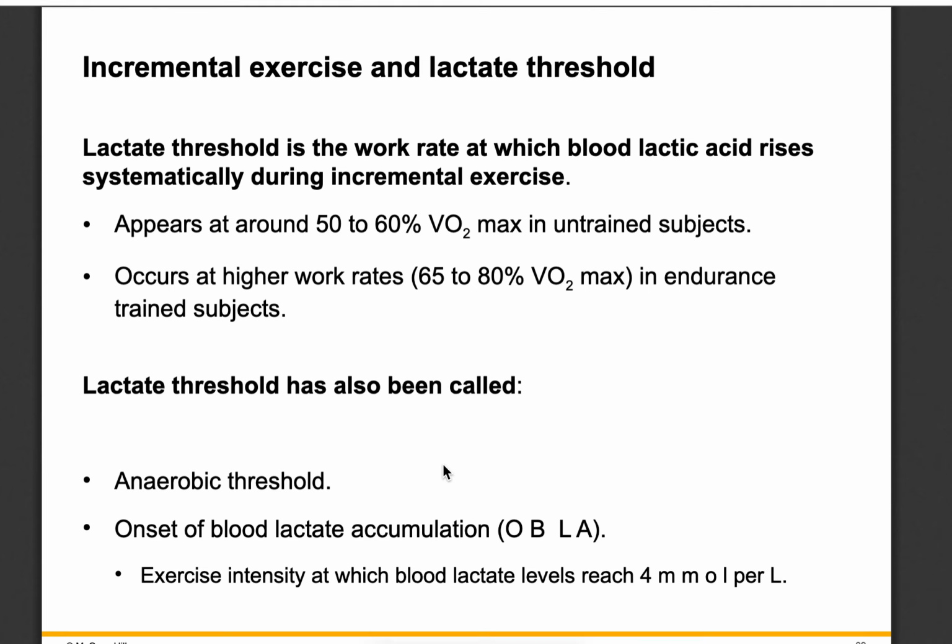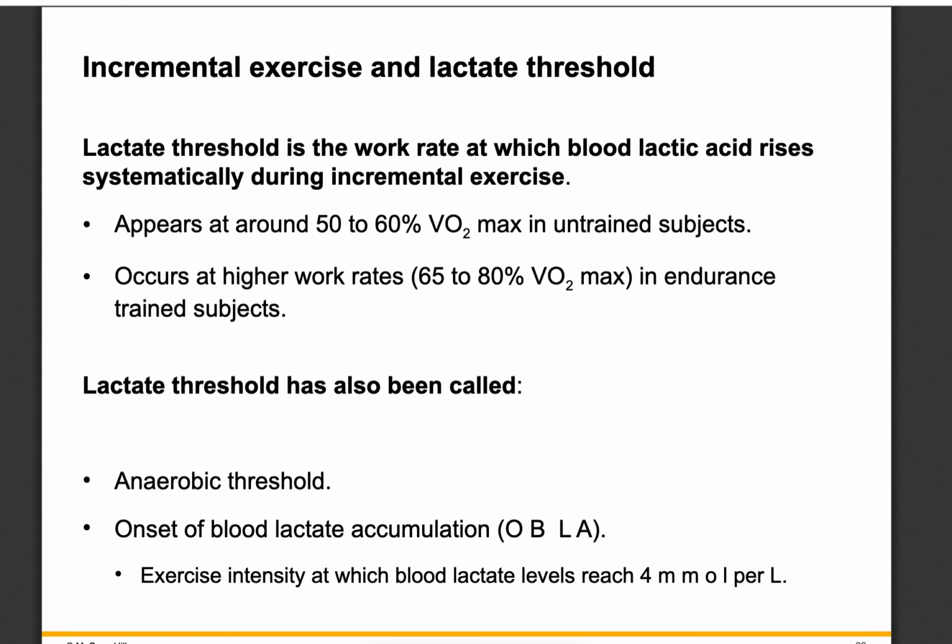And so this leads us into talking about something called lactate threshold. It's been mentioned in this lecture. Lactate threshold is the work rate at which blood lactate levels start to rise incrementally with exercise. If we're at a submaximal level of exercise and your body's able to aerobically make enough ATP to do that, blood lactate isn't going to really rise. It's not going to change much.